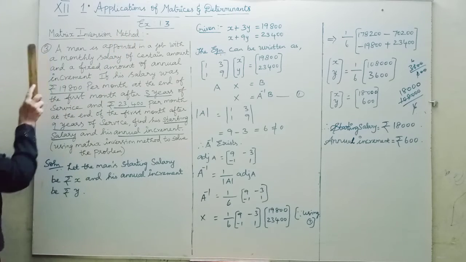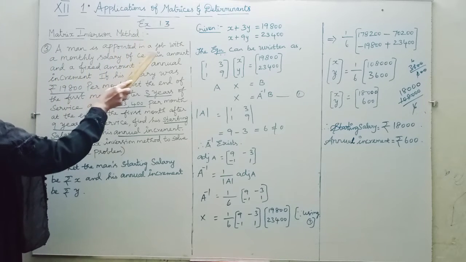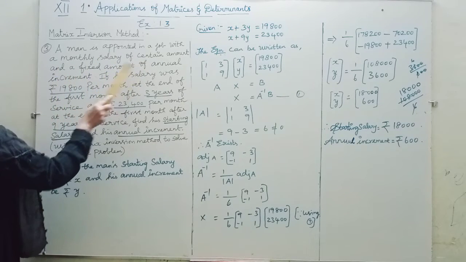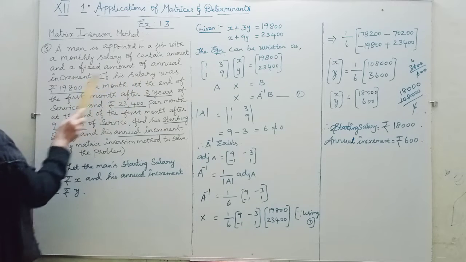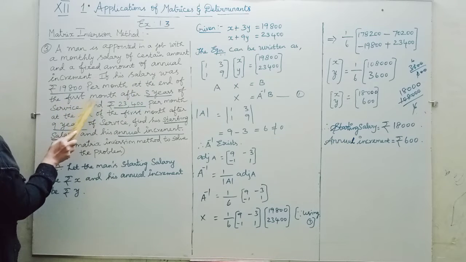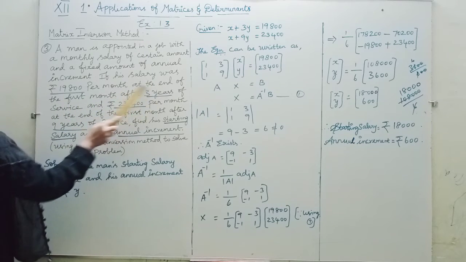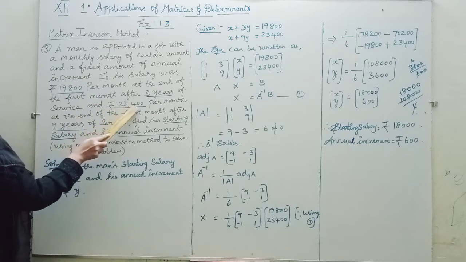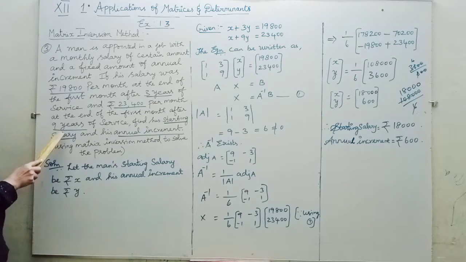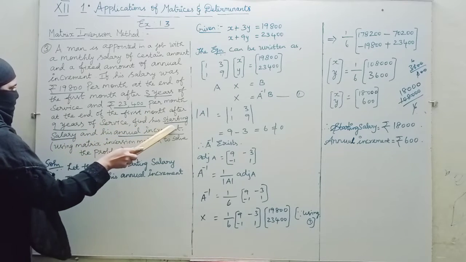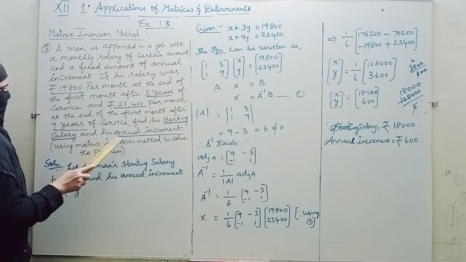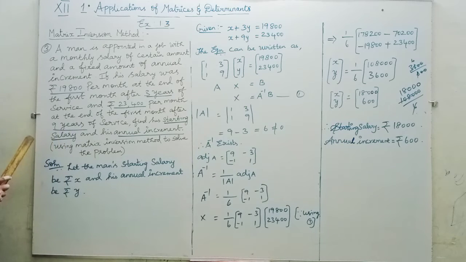Exercise 1.3, third sum. A man is appointed in a job with a monthly salary of a certain amount and a fixed amount of annual increment. If his salary was rupees 19,800 per month at the end of the first month after 3 years of service and rupees 23,400 per month at the end of the first month after 9 years of service, find his starting salary and his annual increment using the matrix inversion method to solve the problem.